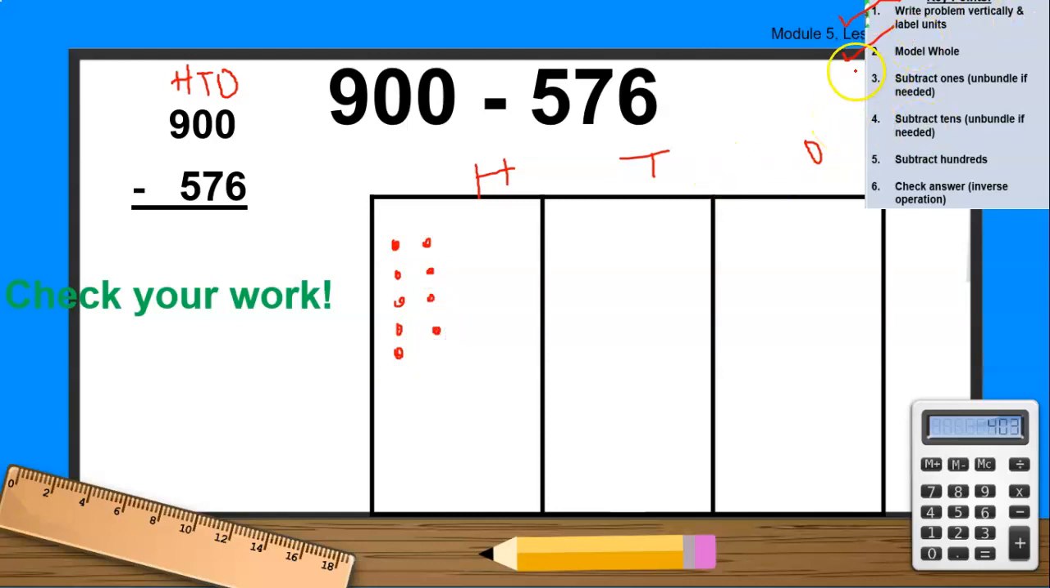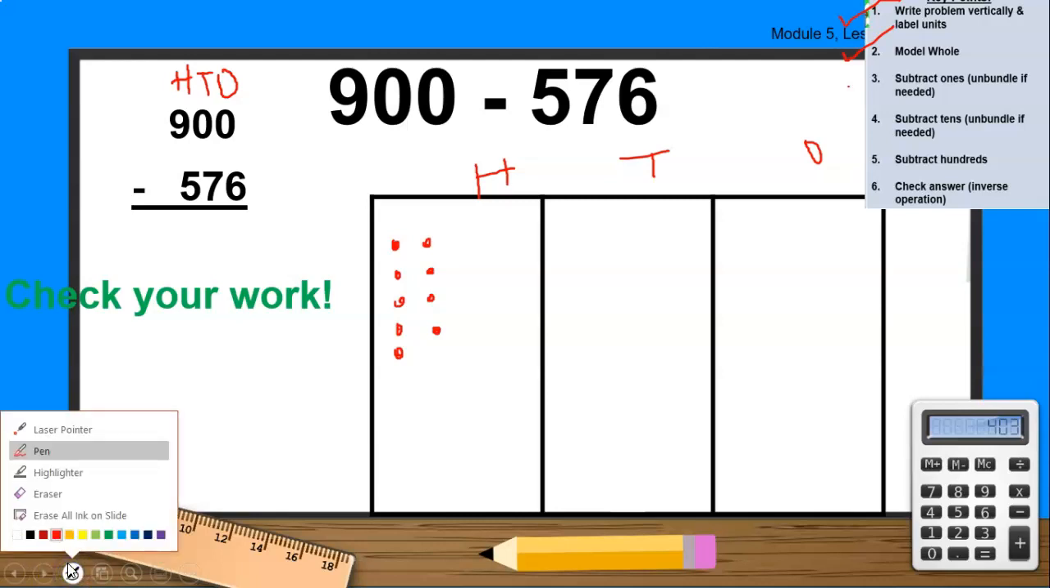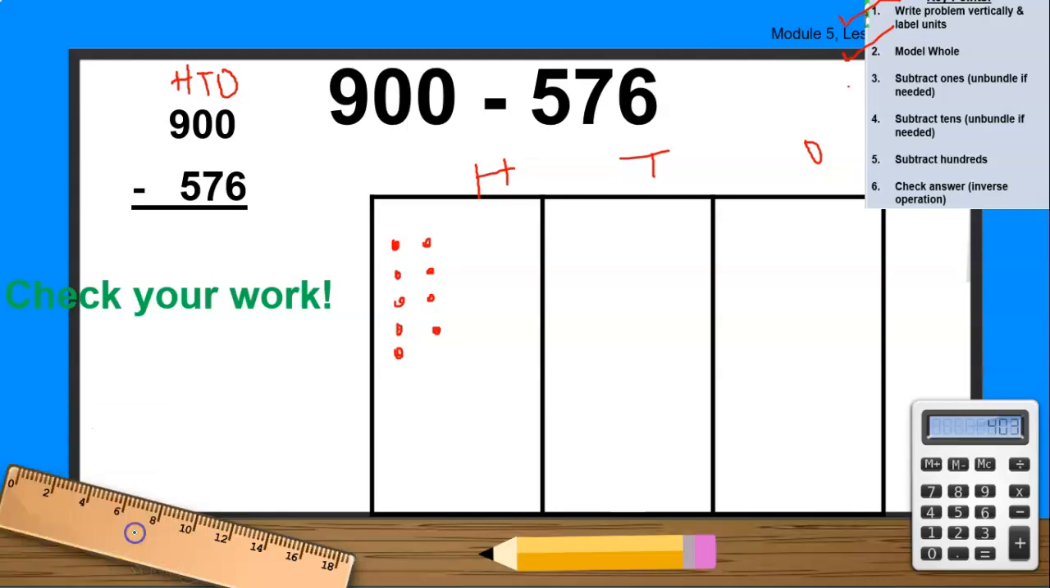Okay, key point number 3 says subtract the ones. Can we subtract ones, boys and girls? No. Who remembers what I just taught you? We can rename that. 100 is the same thing as 9 tens and 10 ones. I already did it, and this is what we should have. Am I ready to subtract now?